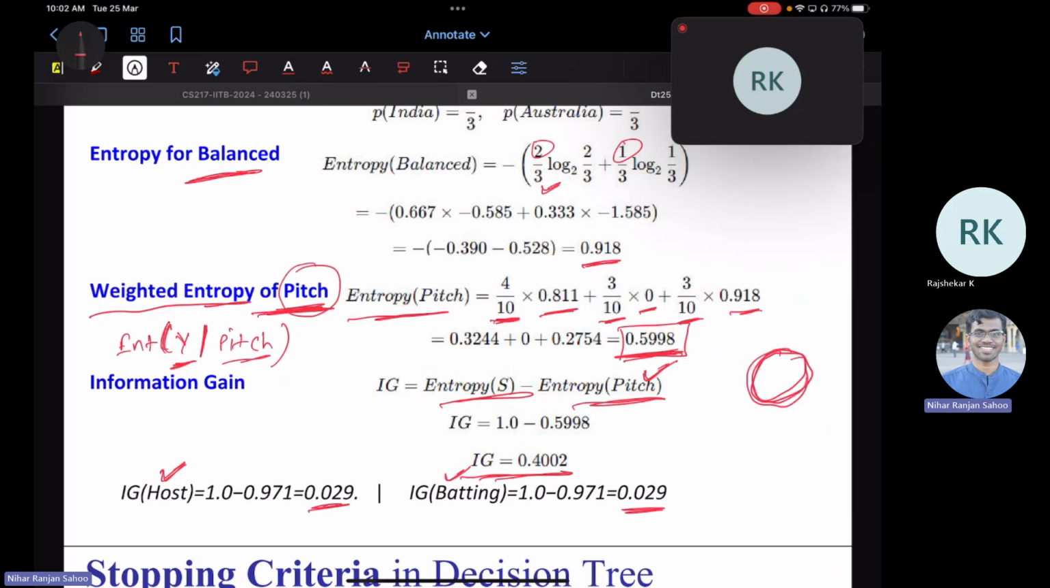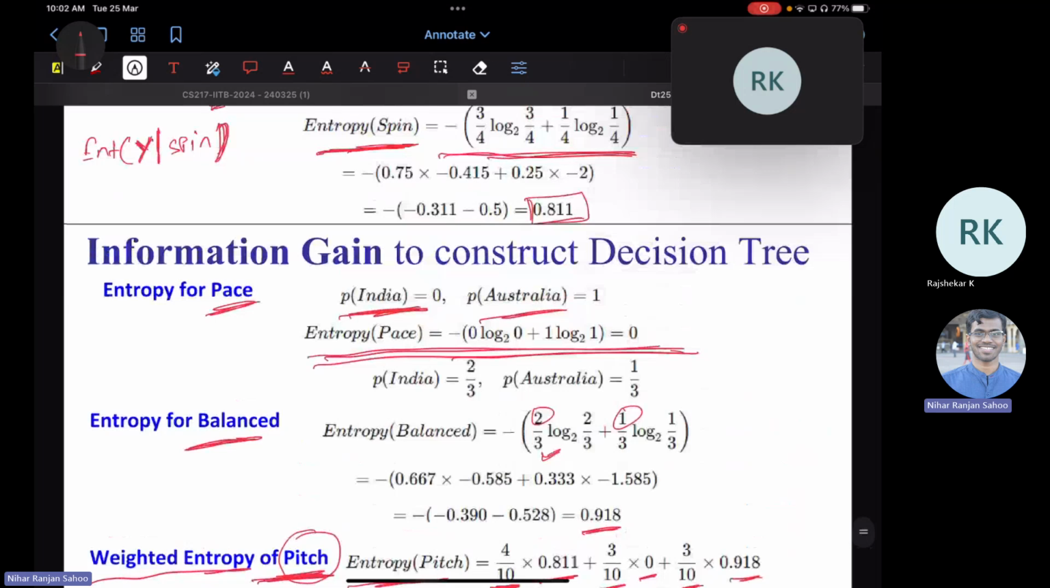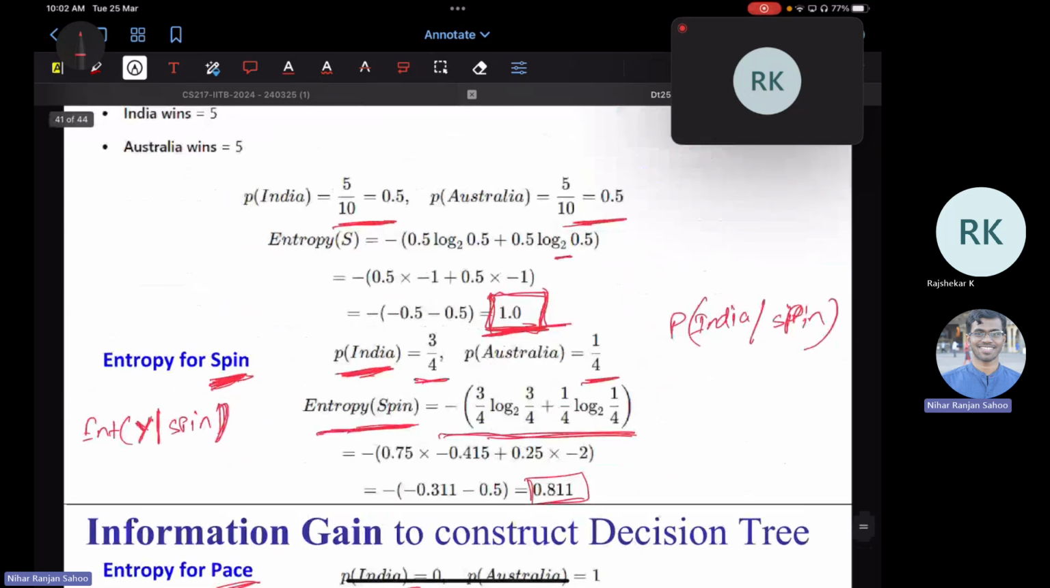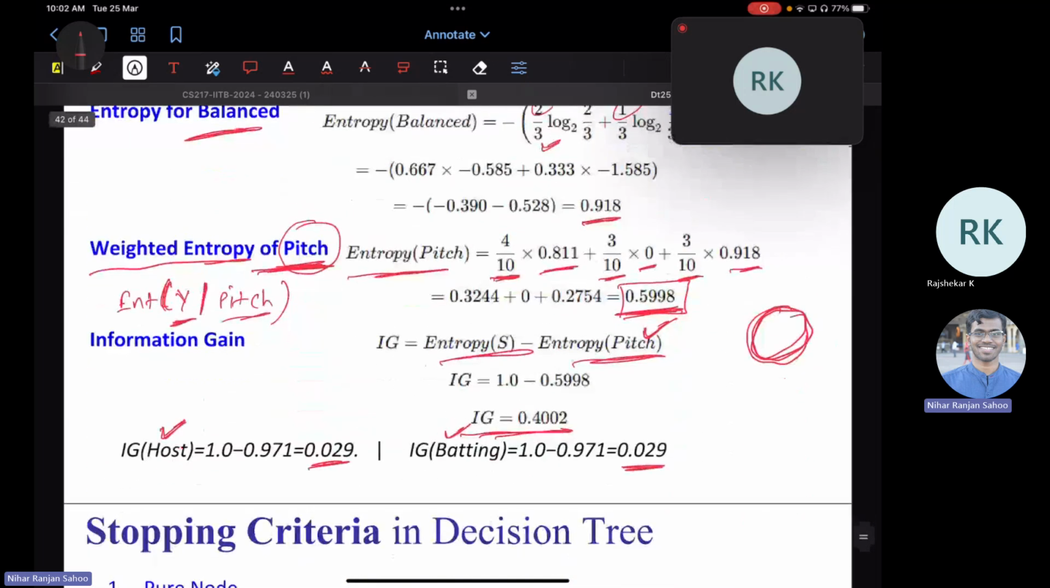Here it's a categorical feature, so that's why it is easy for you to make the decision. Now how do we make the decision? There are three categories, right? One is spin, one is pace, one is balanced. So you split on that. Now the dataset will be divided accordingly. When the match was happening on spin or pace or balance pitch, here we know entropy is 0.